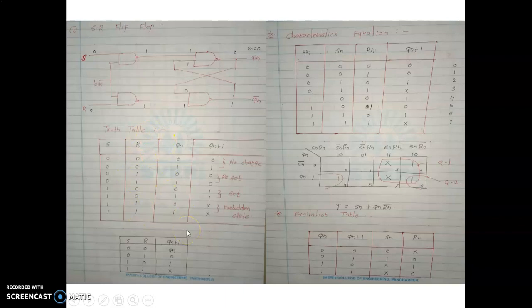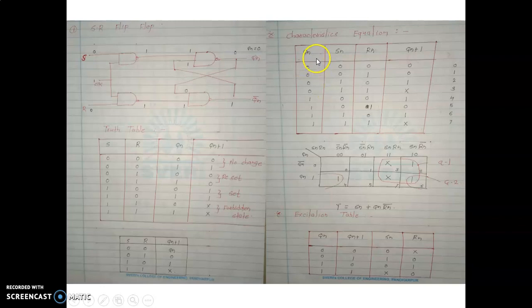So the next topic is the characteristic equation. We have to write the characteristic equation and find it out with the help of a K-map. So how to write the characteristic equation? The characteristic equation we have to derive from the truth table of the SR flip-flop. So we consider the same truth table for the characteristic equation, but the representation is different. So how to represent the characteristic equation truth table?